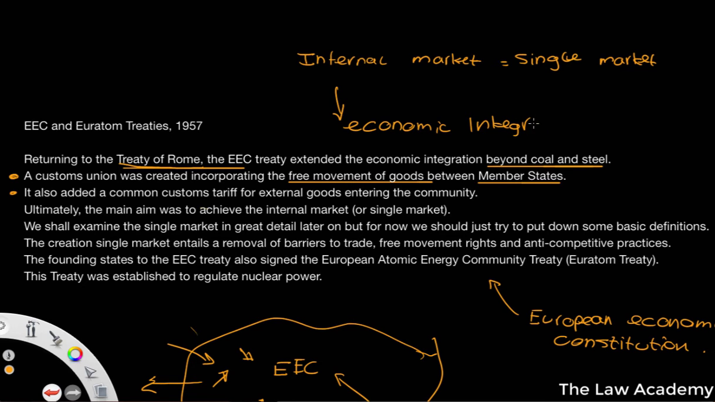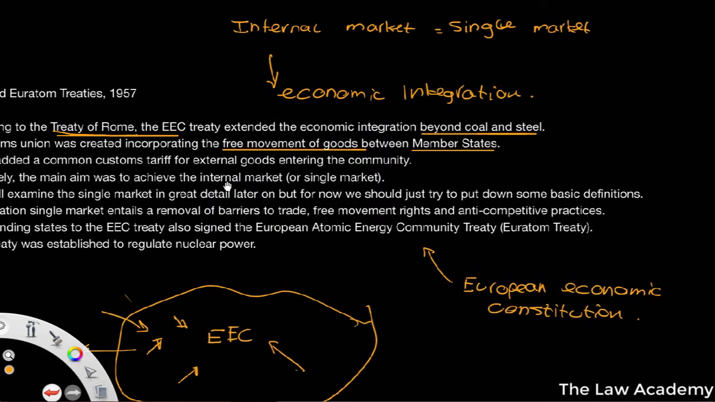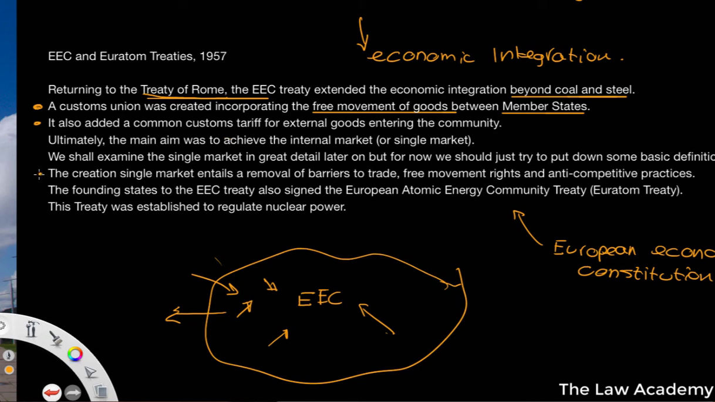We will see in the next lesson, when we look at the Single European Act and the Commission's paper on completing the internal market, that ultimately the European economic constitution, the economic motivation of the European Union, is to create the single market in order to ensure economic integration. So that's what we're going to talk about with the single market. Then we've also got this added economic motivation, which is to not only regulate trade within member states, but also to regulate trade between the community and external states.